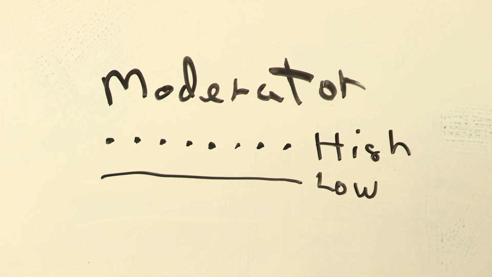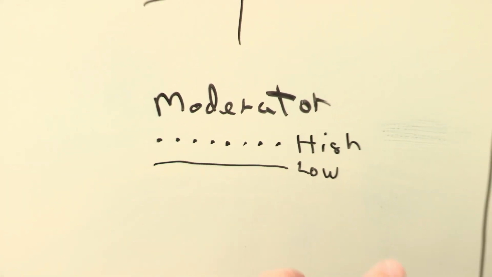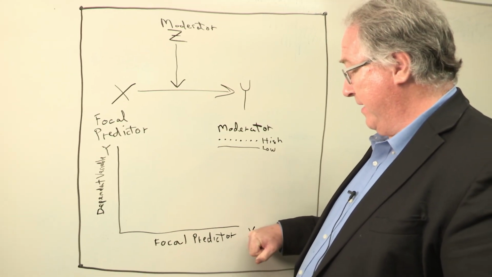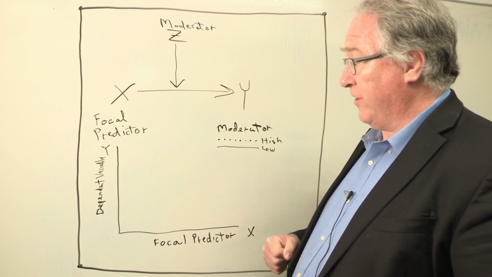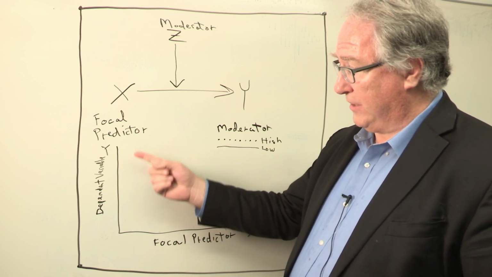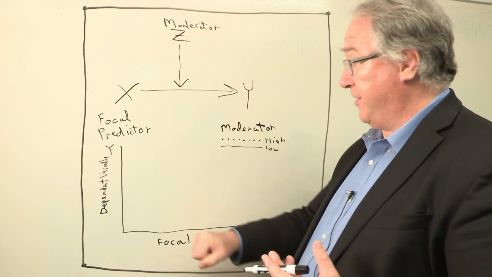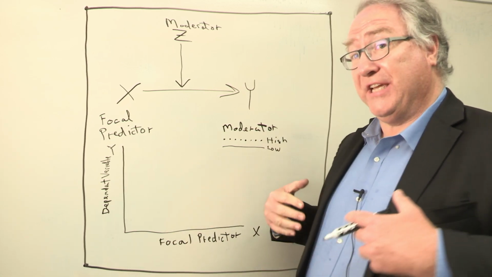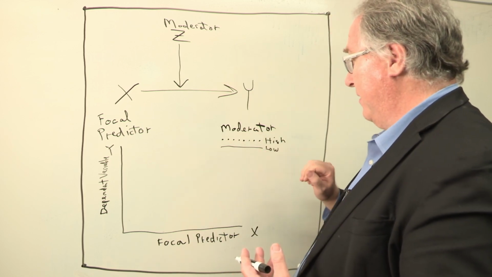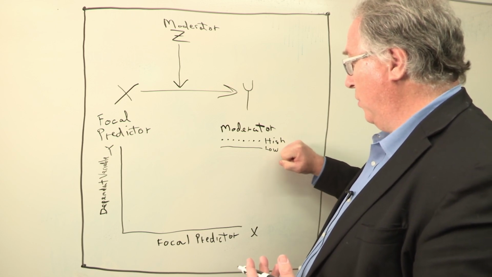Okay, so now you have your interaction plot or interaction graph basically set up. Your focal predictor is on your x-axis, your horizontal axis. We're interested in its effect on the dependent variable here on the y-axis or the vertical axis. And we're seeing if that effect of the focal predictor on the dependent variable is influenced by the particular level of the moderator. And we're going to look at that in terms of high on the moderator and low on the moderator.